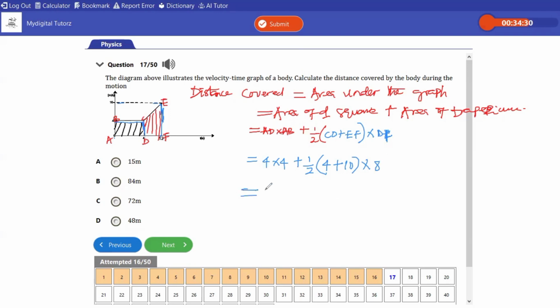So this will be equal to 16 plus 1 over 2 multiplied by 14. 4 plus 10, that will be 14. Then multiply by 8. So when you do that, you're going to have 16 plus 56. 16 plus 56 should give us 72 meters. So we have our answer to be 72 meters, which is option C. I hope this is understood.